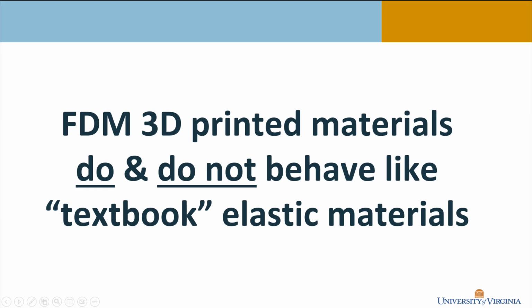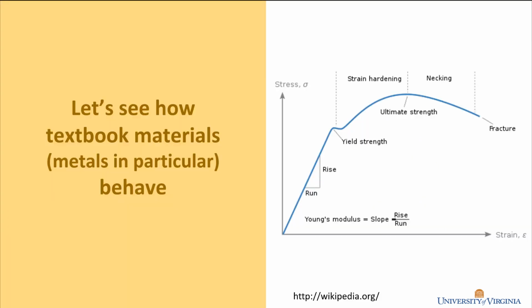So fused deposition modeling, so FDM, 3D printed materials, both do and do not behave like textbook elastic materials. Let me explain to you what I mean by that. Well, we need to see what a textbook material looks like, and frequently that means looking at metals. And the plot on the right is called a stress strain curve. And if you haven't seen it before, let me break down what the axes mean.